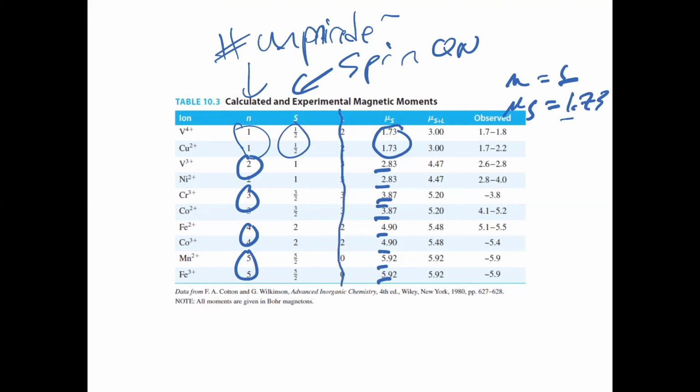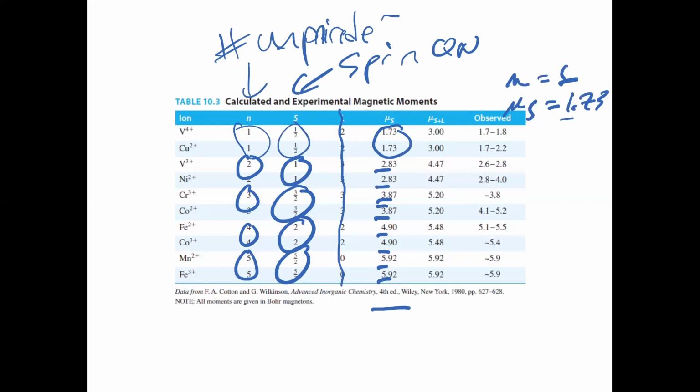But then, of course, if you have 2 unpaired electrons, the spin quantum number is 1. If you have 3 unpaired spins, spin quantum number is 3/2. If you have 4 unpaired spins, the spin quantum number is 2. And then if you have 5 unpaired electrons, the spin quantum number is 5/2. But again, recognizing exactly what happens is the number of unpaired electrons is actually scaling exactly with the spin-only magnetic moment.